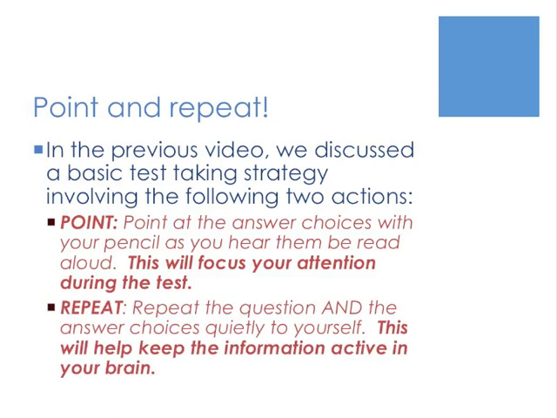In conjunction, you also might want to repeat the answer choices. Now, of course, in this example, we also have questions, so you might want to go ahead and repeat the question and the answer choices quietly to yourself. And this will help keep the information active in your brain. So point and repeat. Point with your pencil as you listen to each choice, and then repeat the choices as you're listening to keep the information active.